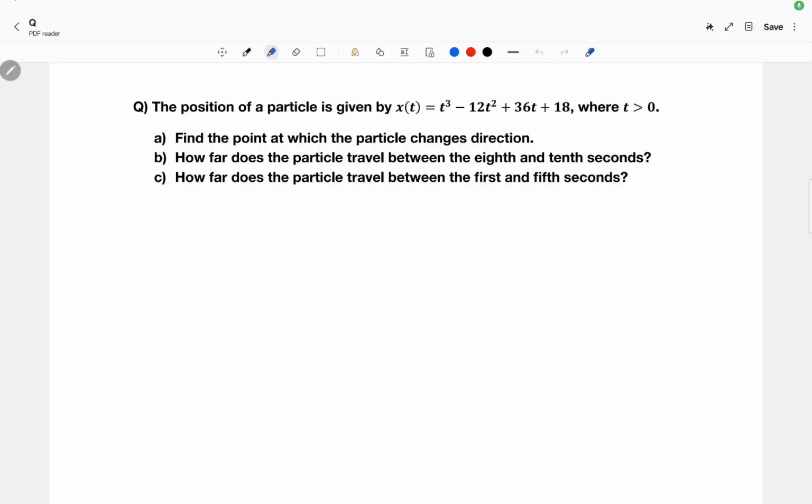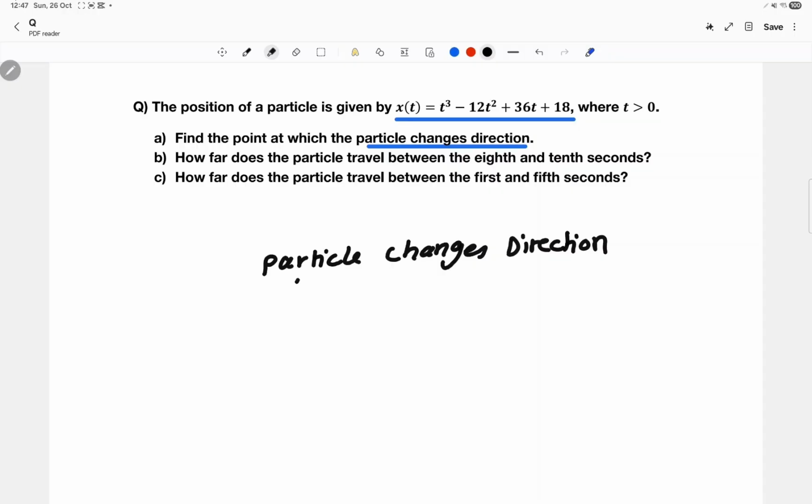Okay, so we're given this position equation, right? And we're supposed to find the point at which the particle changed direction. Now let's just define what that means. What does a change in direction mean? A particle change in direction would basically mean that the velocity is zero at a certain time point or more than one time point, but acceleration is not zero at that same time point.